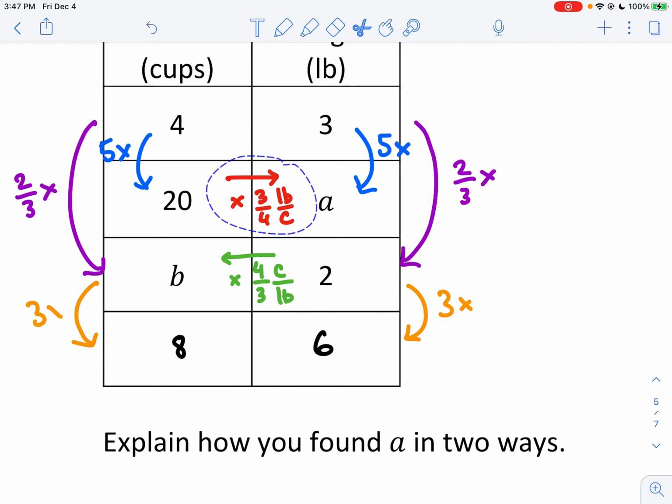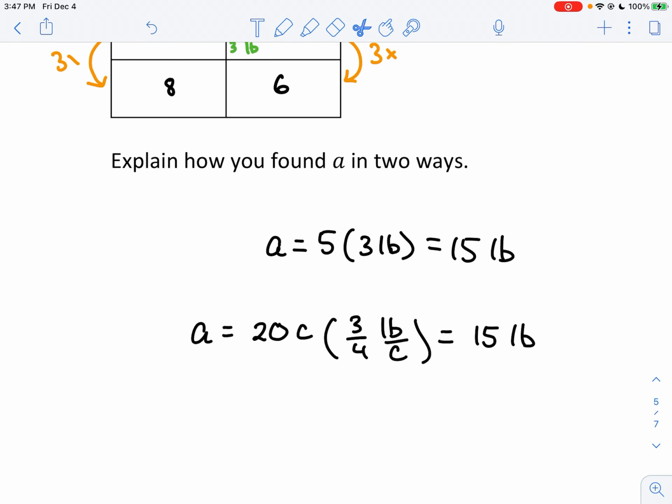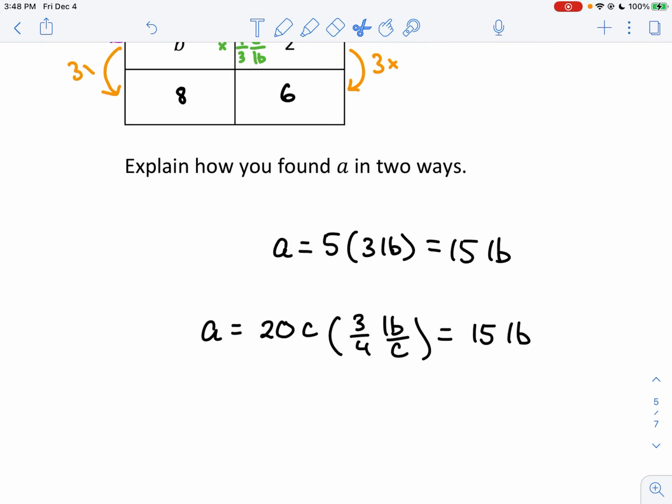And using the unit rate means do 20 cups times 3/4 pounds per cup, and that will also give you 15 pounds here. So there's the two different ways to find A: tandem scaling with a unitless multiplier, or using the unit rate with a unit on the multiplier and a rate unit on the multiplicand, and getting an appropriate product.